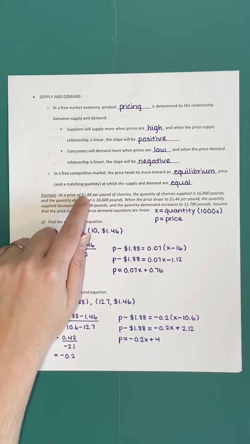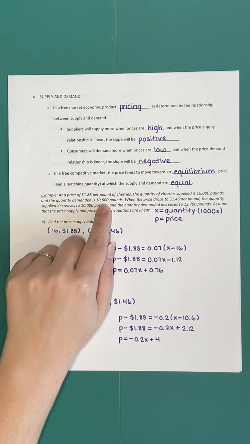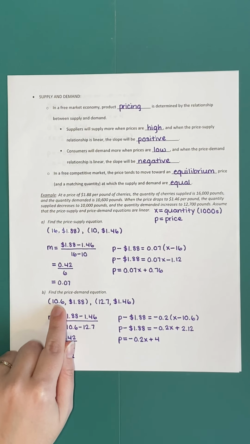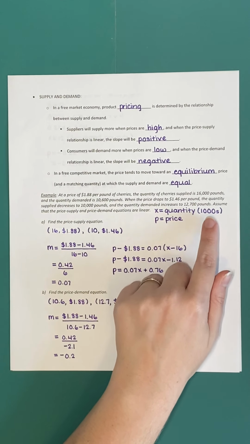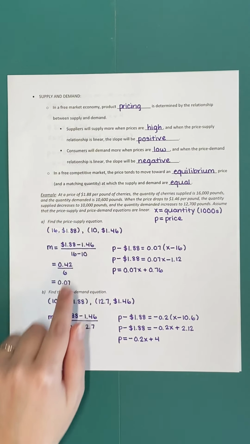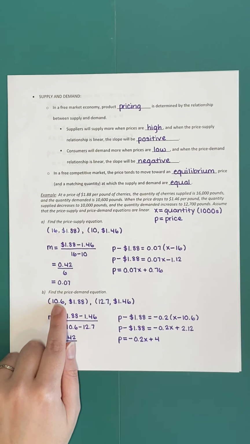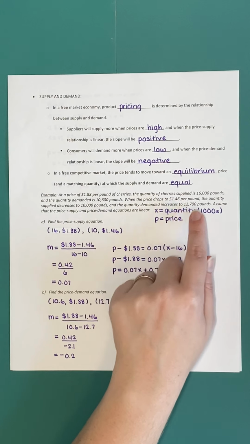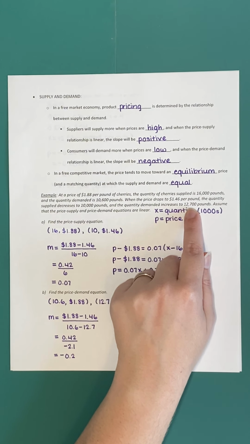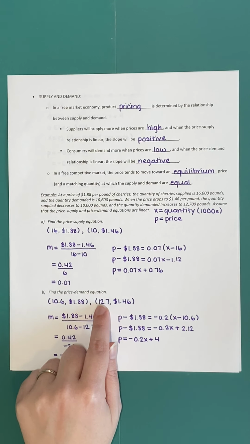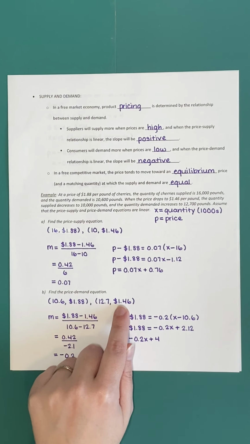So at $1.88, consumers demand 10,600 pounds. So at $1.88, the input is 10.6. Remember, we're writing it in terms of thousands. So rather than 10,600, we're going to write 10.6. And then at $1.46 per pound, consumers wanted more than was actually on the market. They wanted 12,700 pounds. So 12.7 and then $1.46.